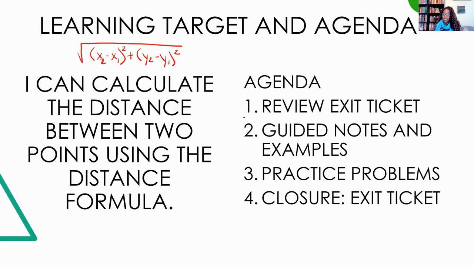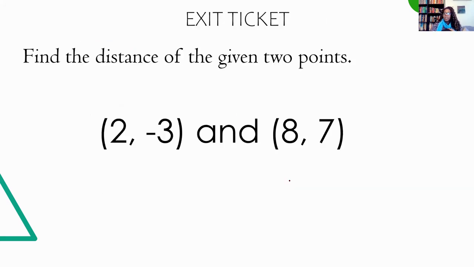So we reviewed the exit ticket from last time. That was the Pythagorean theorem. We did some guided notes and a couple examples. We did a practice problem. Now, let's get that exit ticket going. So you have one problem and one problem only to find the distance of these 2 given points. So you have 2, -3, and 8 and 7.